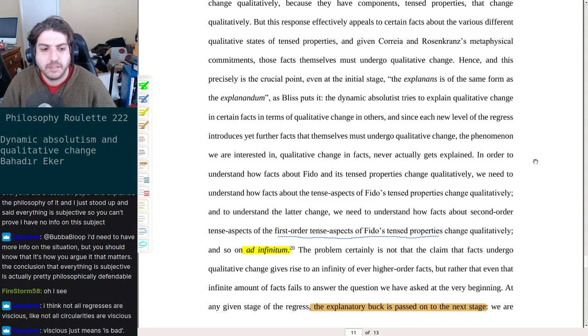I think not all regresses are vicious, like not all circularities are vicious. Yeah, you can have a benign regress. That would be a good one, or just a non-harmful regress. Regresses are a problem if you're expecting to get something out of them that you're not getting. If you're just, as the author said here, passing the buck, then it's a problem. If you weren't expecting anything more than what you got, then it might be okay.